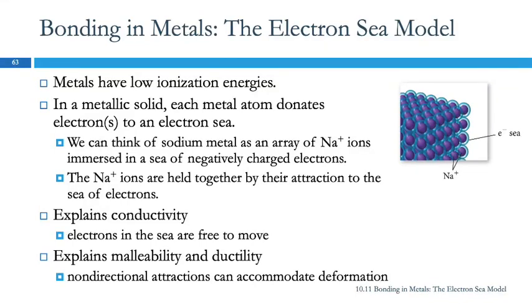So we'll talk very briefly about metallic bonding. We talked about how metals have low ionization energies. They will lose an electron fairly easily. So what happens in a metallic solid is each metal atom donates one or more electrons to an electron sea, like a pool of electrons or an ocean of electrons. And then what we have are metal cations surrounded by this negative sea of electrons.